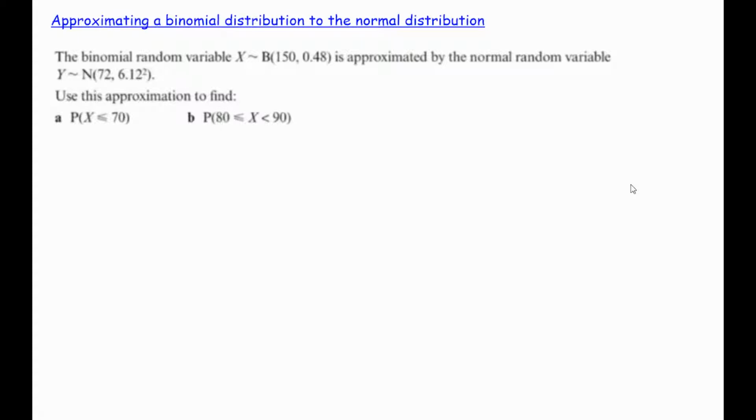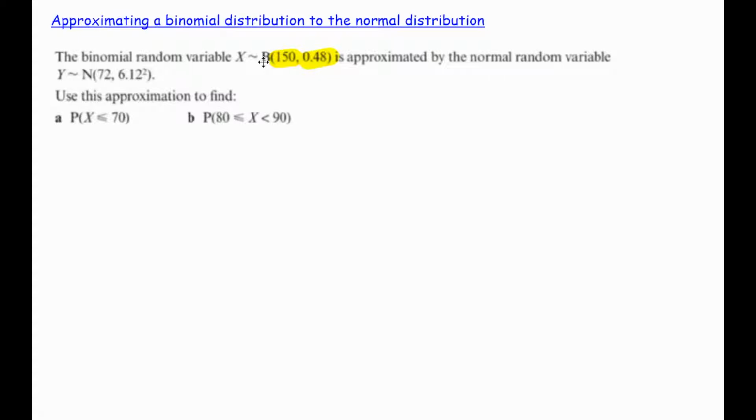Okay, so we're looking again at approximating the binomial distribution to the normal distribution. The conditions that will allow us to make a good approximation are that the value of n from the binomial is large and the value of p is close to 0.5. So we can actually see here that yes, n is indeed large, it is 150, and the value of p is close to 0.5. So this would work as a good approximation.